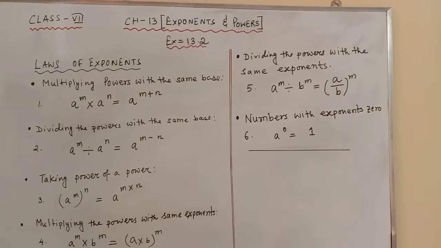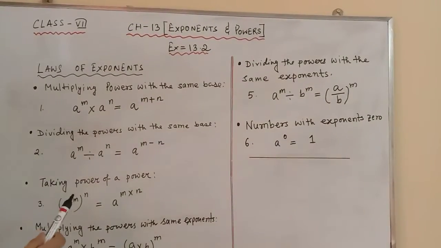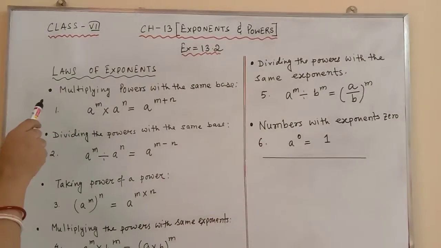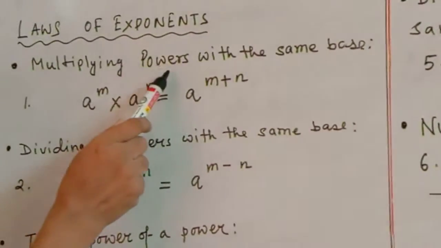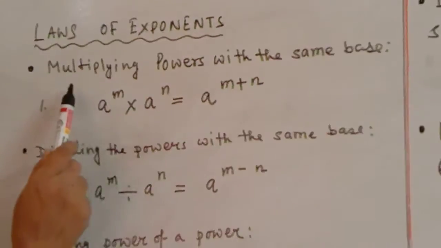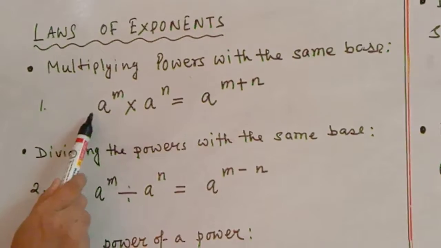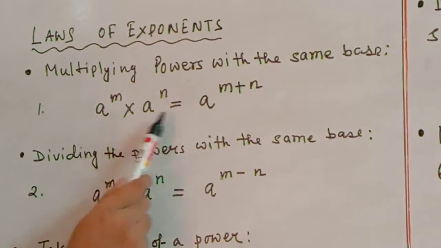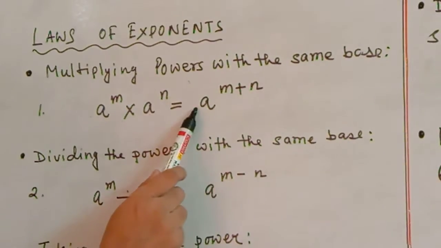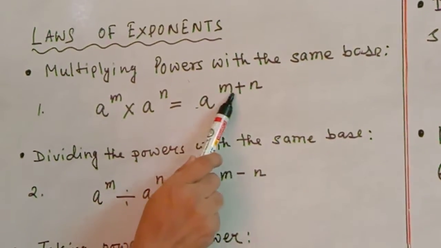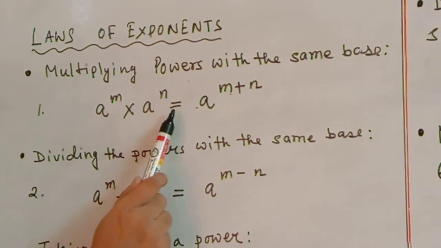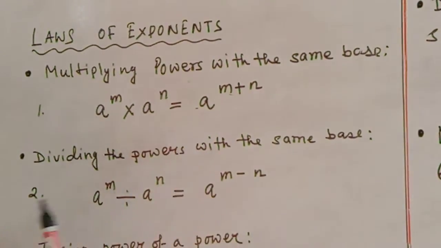Before starting the chapter, again we will recapitulate the laws of exponents. First one, multiplying powers with the same base. Bases are same, powers are different. Multiplying, then we have to add the powers with the same base. So a to the power m into a to the power n is equal to a to the power m plus n.